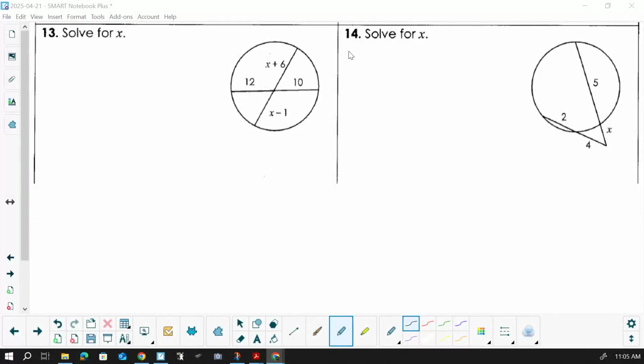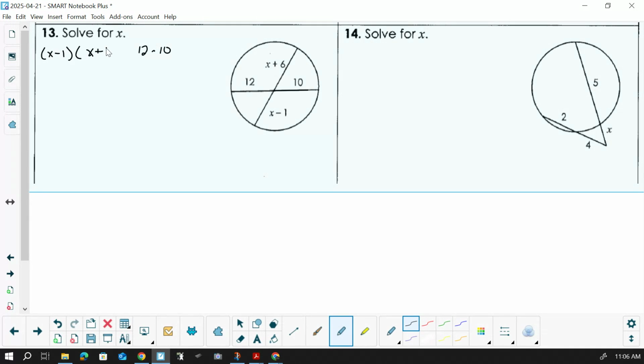All right, let's deal with these last 4 questions in these notes, and let's just start it off by saying this side times this side. So on one side we got 12 times 10. The other side we have the x minus 1 times the x plus 6. And that's what's going to be equal. Now 12 times 10 is easy.